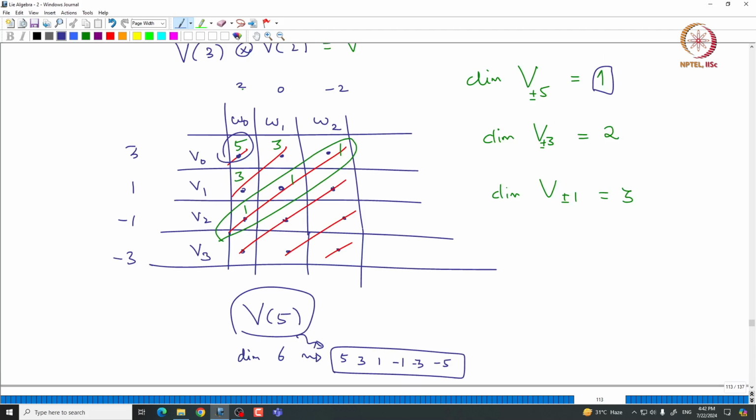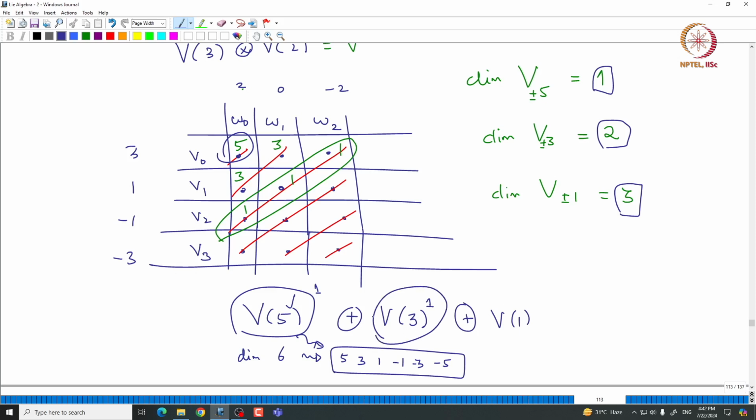Then if you go to V3, how many V3 can be possible? There are only 2 dimensions in the 3 weight space of V. One is already taken care of by this V5 copy. So, only one remains. This can have only one multiplicity. Similarly, if you go to V1, one multiplicity is taken by this copy of V5 and one multiplicity is taken by the copy of V3. So, only one remains in the dimension of the 1 weight space inside that. So, that will come here. That is what is going to give you one copy of V of 1 here.